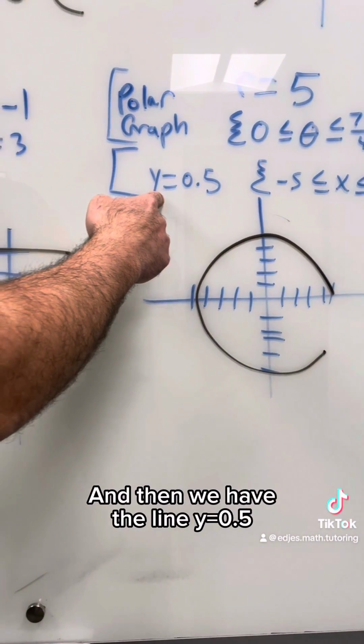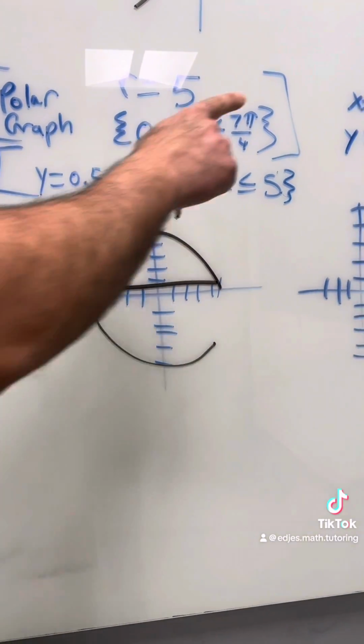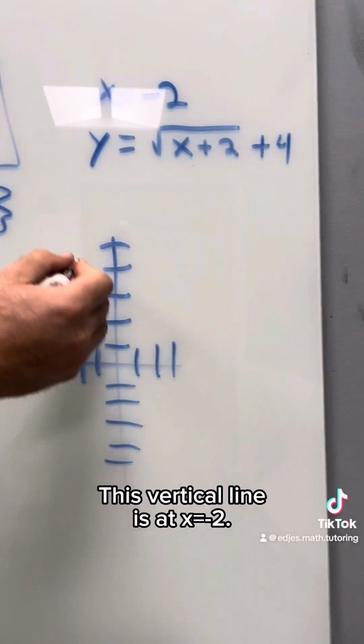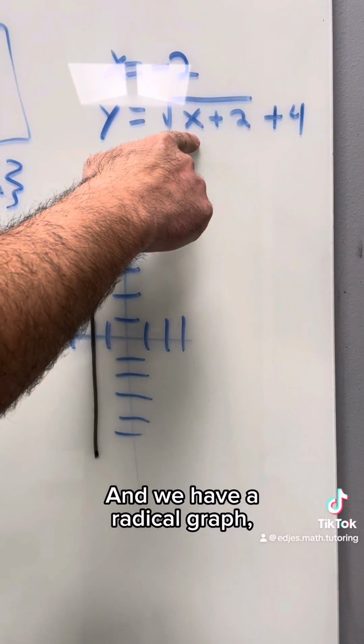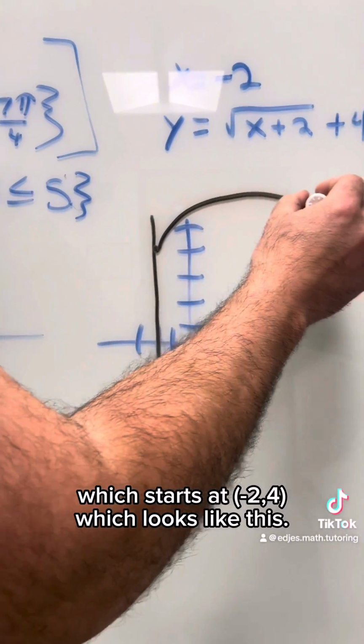And then we have the line y equals 0.5 on this restricted domain, which looks like this. Finally, we have a vertical line. This vertical line is at x equals -2, and we have a radical graph which starts at -2, +4, which looks like this.